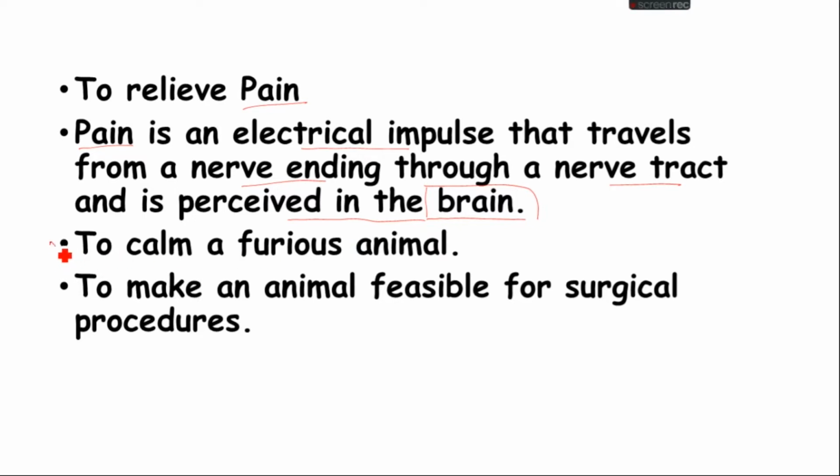Another reason would be to calm a furious animal, right? Another maybe to make an animal feasible for a surgical procedure. So these are certain main reasons why we use anesthesia. Otherwise, there are multiple important roles of anesthesia as well. But in this video, we will mainly talk about the steps involved in giving anesthesia to the animal.